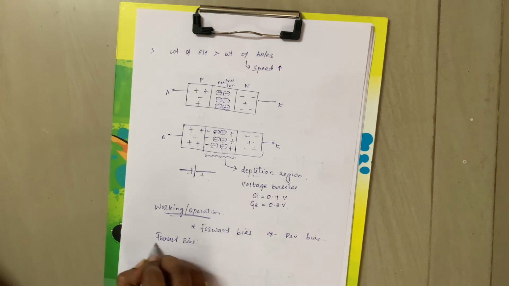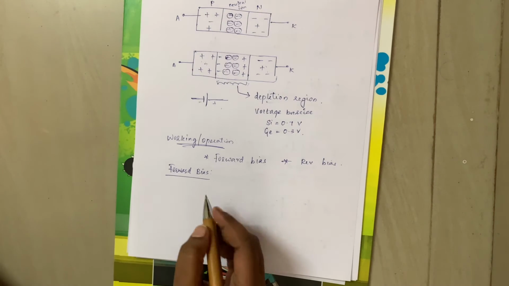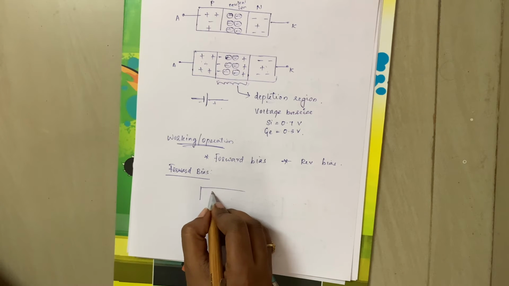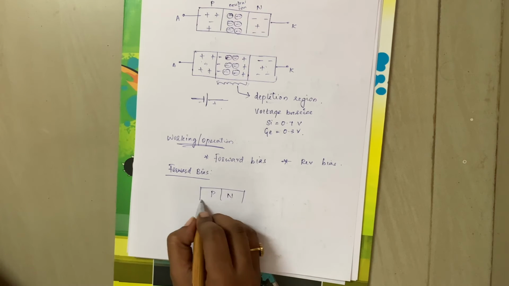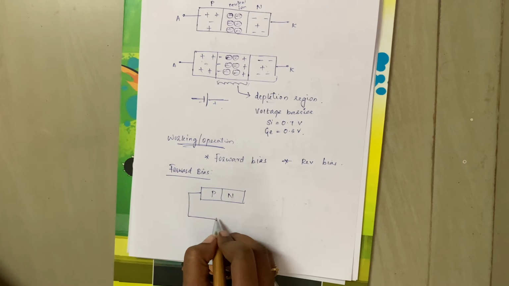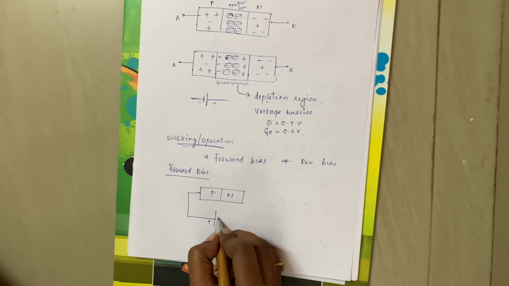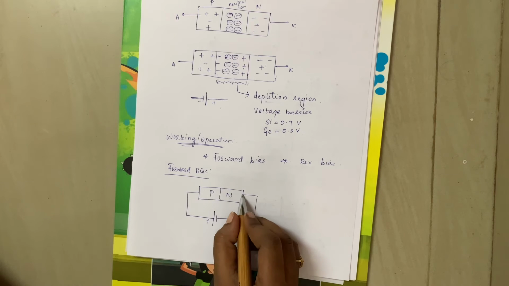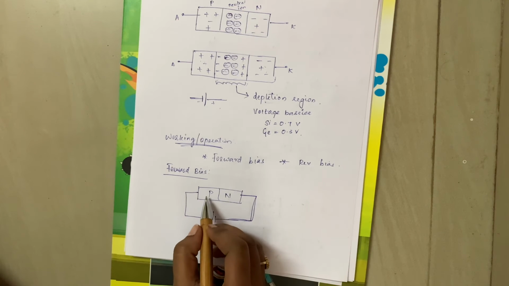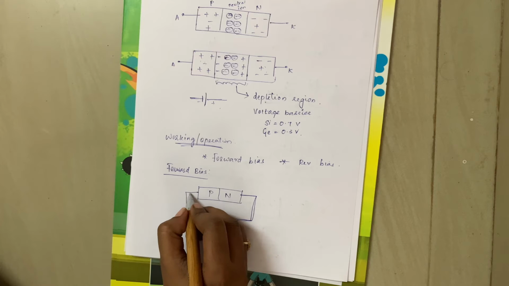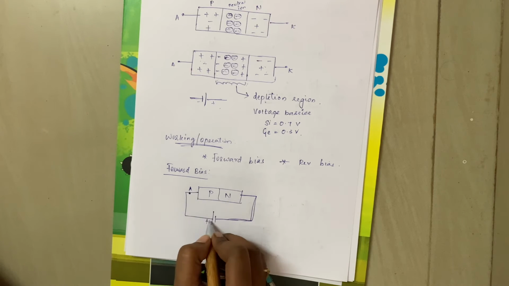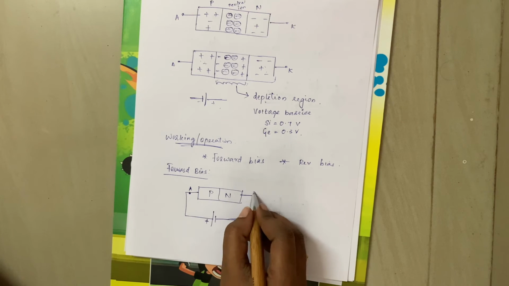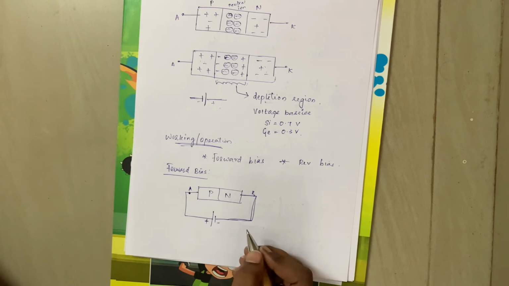See, forward bias is nothing but you need to connect p-type to positive and n-type to negative. It is as simple as that. For forward bias connection, you will be connecting the p terminal, or you can also say anode, to positive of the battery and cathode to the negative of the battery.